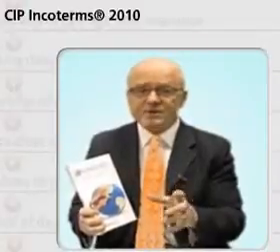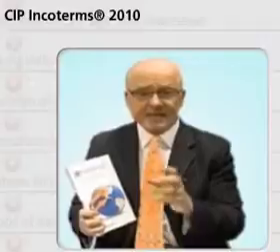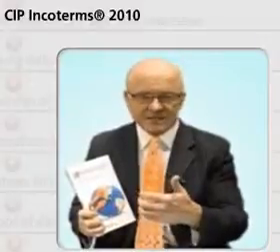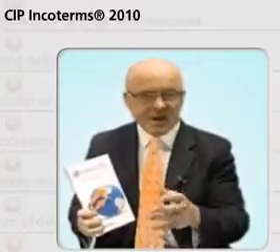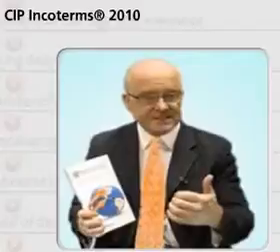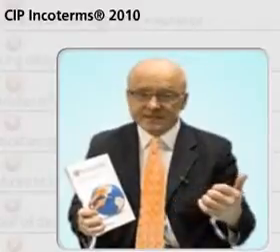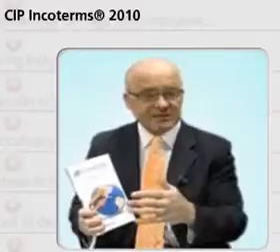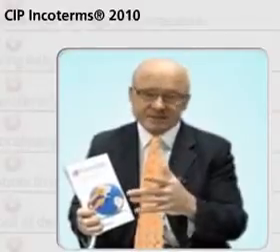Furthermore, a point often misunderstood is elaborated at A6, B6, covering allocation of costs. The buyer must pay all costs and charges relating to the goods while in transit until their arrival at the agreed destination, unless such costs are for the seller's account under the contract of carriage.